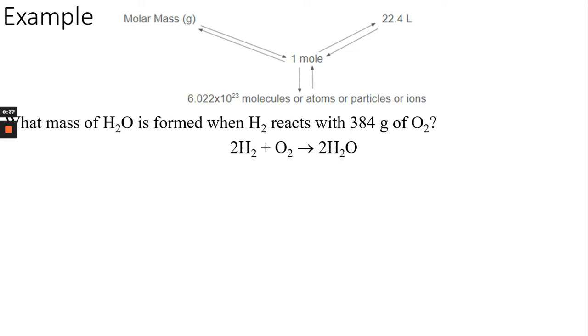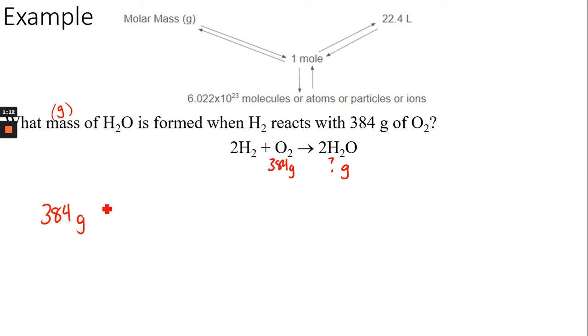So here in our first problem, it says what mass, and remember mass is measured in grams, so we're looking for grams, of water is formed when hydrogen reacts with 384 grams of oxygen. So listing our givens, 384 grams, and we're looking for grams of water. The first step in stoichiometry is to always convert your given to moles. So that's going to be our first step.